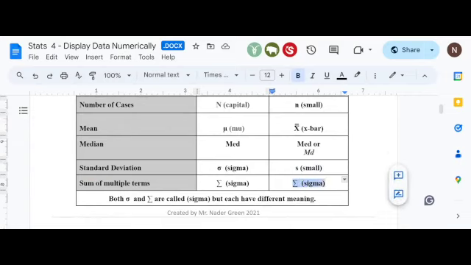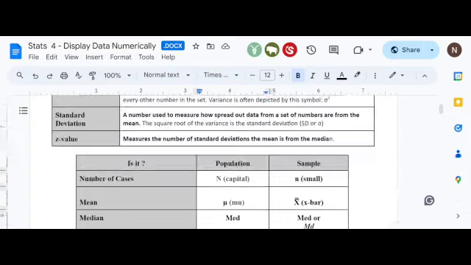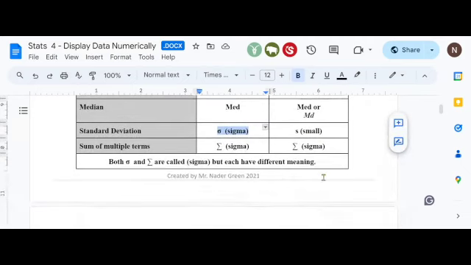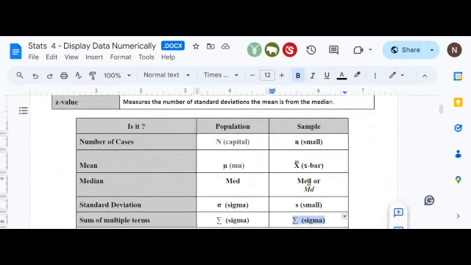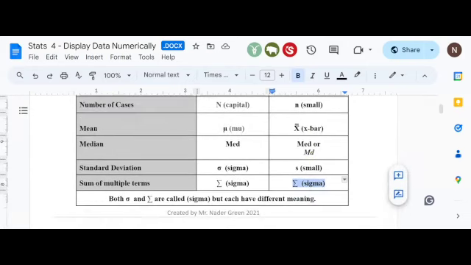And the sum of multiple terms is sigma. Is this clear? Please differentiate between sigma, the standard deviation for a population, and sigma for the sum. Just don't get confused between them. Most of the time we use samples, so we're going to use most often those symbols, or letters.